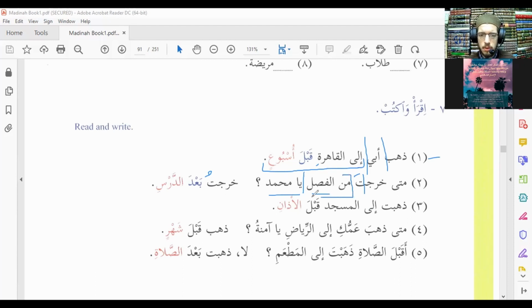Min al-fasli, another prepositional phrase. Kharajtu, an even better example. There's no ya Muhammad. He doesn't say ana. Ana Muhammad kharajtu. No. Kharaja is the fi'l. The tu is the fa'il. بعد الدرس is the prepositional phrase that stands in for the maf'ul. Okay? Okay, let's go number 3.